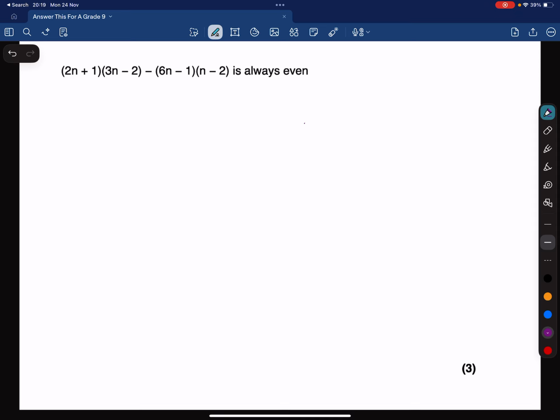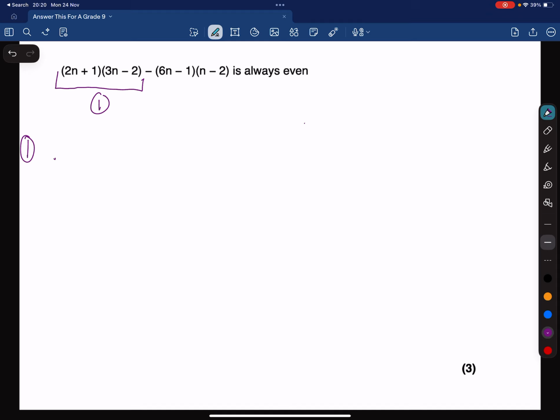Okay, so for this question, we're trying to show that (2n + 1)(3n - 2) - (6n - 1)(n - 2) is always even. So I'm going to break this down into 3 steps. Step 1 would be to expand these two brackets.